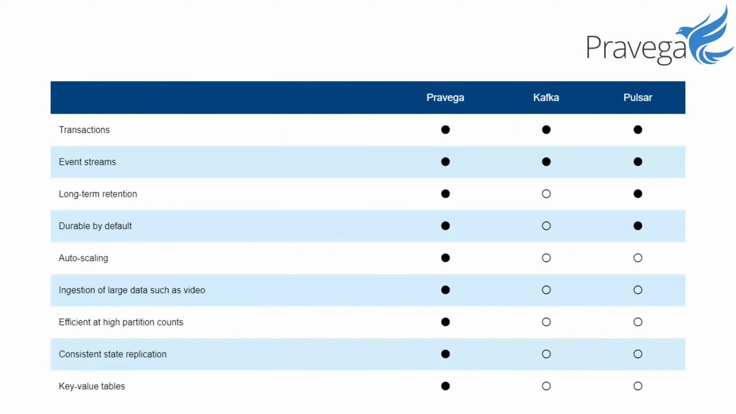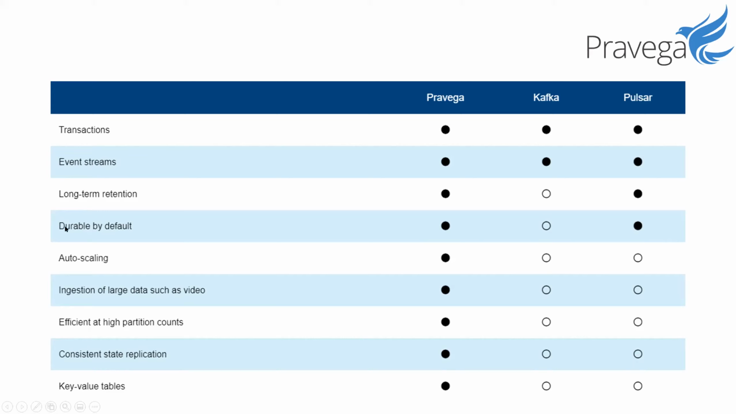Just a quick breakdown of features and capabilities across maybe competing systems. We all have transactions, we all have event streams. Long-term retention is something we pioneered, but Pulsar has long-term retention in the main branch now, and maybe this should be a half circle for Kafka. I think long-term retention is coming. Confluent has it. I think the open source driver is HDFS only, and the proprietary Confluent driver is S3.